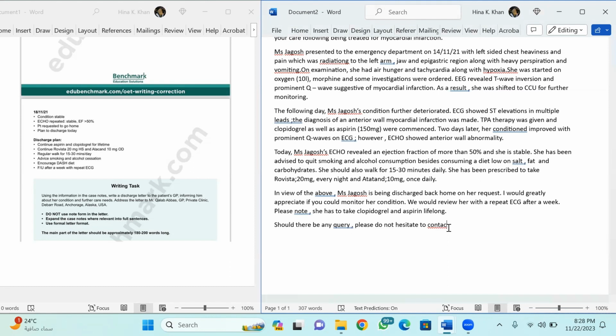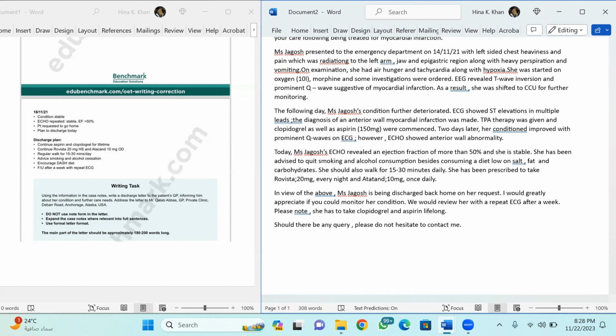You can just change the wording over here also. After 1 week, you can write that there is no issue in that. Please note, she has to take this and this lifelong. I have just reused the synonym, but you can also mention it.